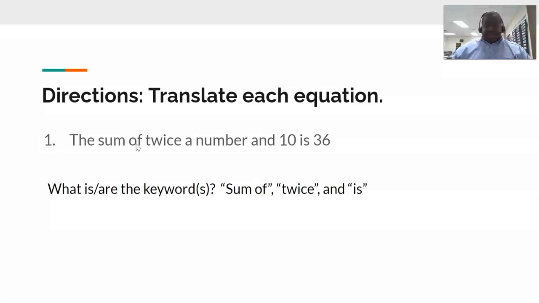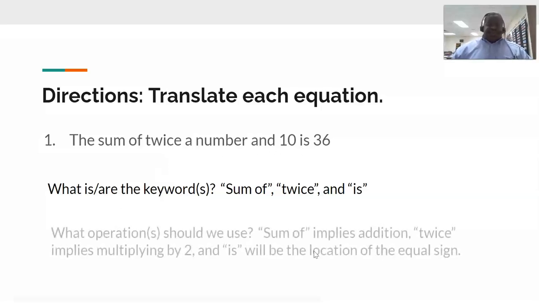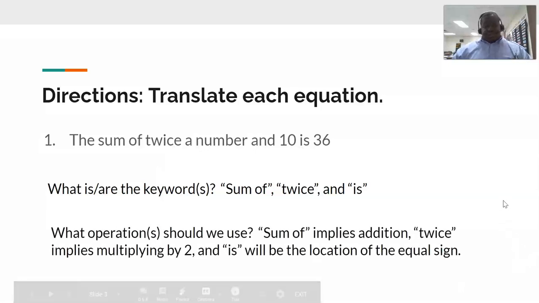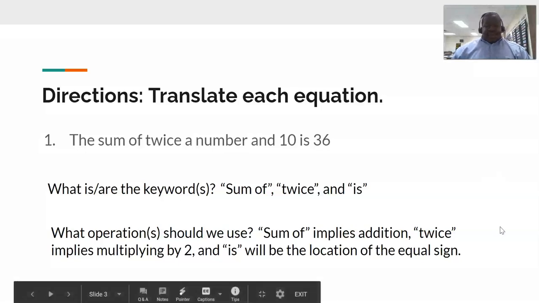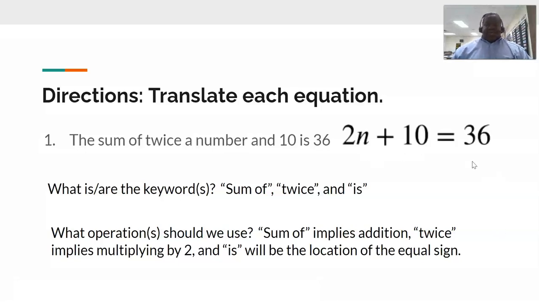So we have the keywords "sum of," "twice," and "is." "Sum of" is add, also potentially representing parentheses. "Twice the number" is 2 times the number, and then the "is" is our equal sign. So what operations should we use? Sum of implies addition, twice implies multiplying, and is will be the location of the equal sign. So that as an algebraic equation will be 2n + 10 = 36.